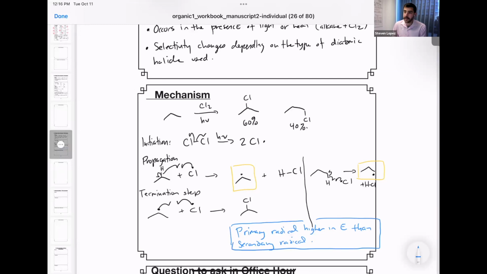And this high energy intermediate also corresponds to a higher lying transition state, which slows down the reaction for the primary pathway. Remember, the higher the activation energy, the lower the reaction rate.